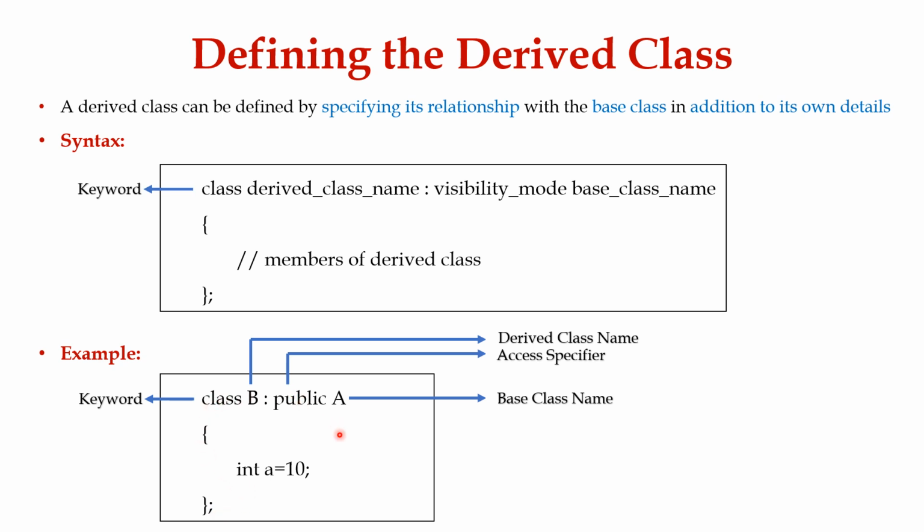Now, in this example, I would like to remind you of a point that the derived class B has its own details, that is, its own variable a of value 10 with data type integer. In addition to this, class B can access the members of the base class capital A. Class B can access the variables and member functions available in the base class capital A. Hope you are clear on the derived class.